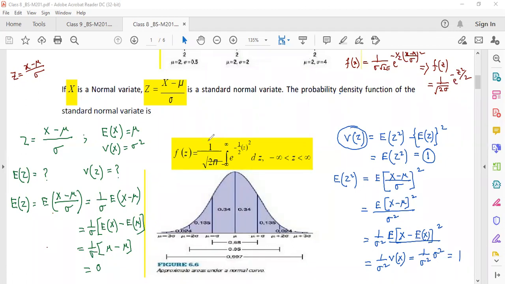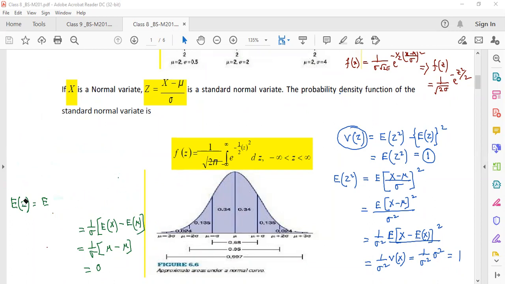Now, quickly copy the right hand side because I'm going to erase the left hand portion. I have shown you that when I change the normal variable to a standard normal variable, the expectation of the standard normal variable becomes 0, and the variance becomes 1.